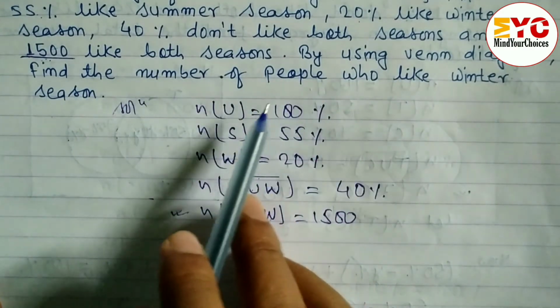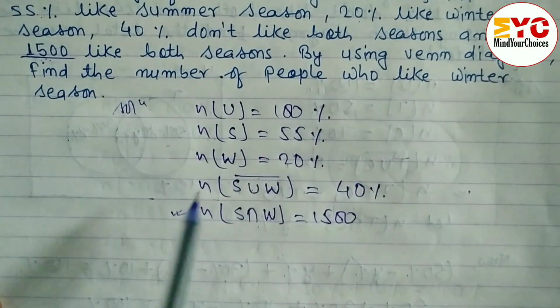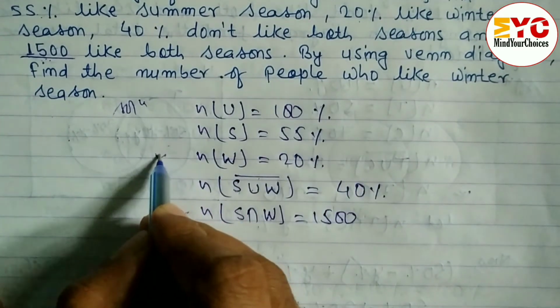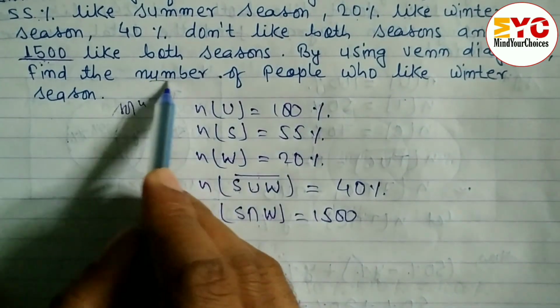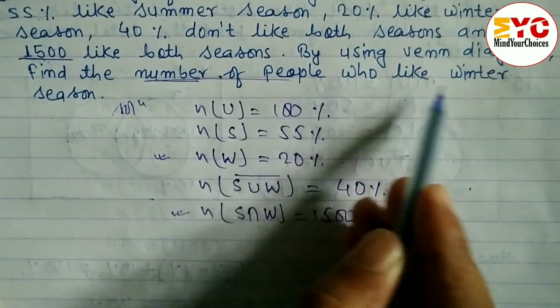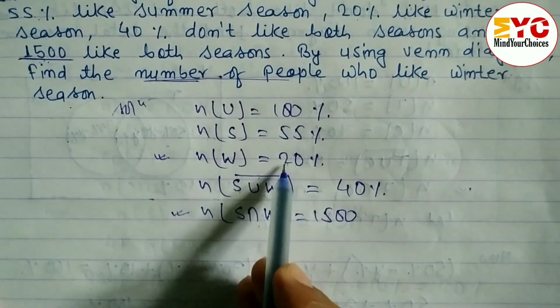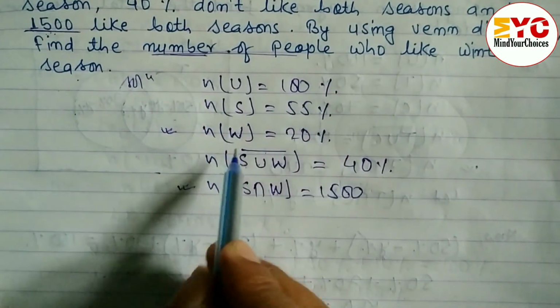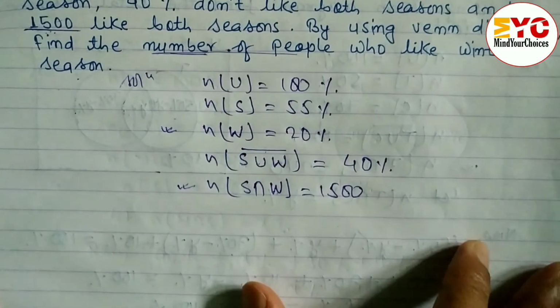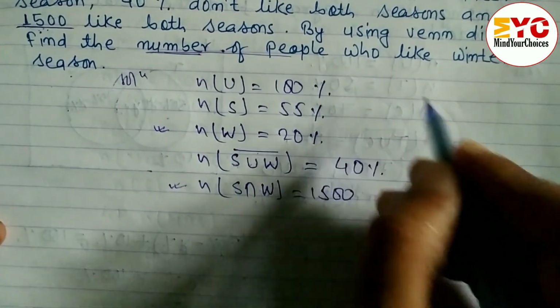We have to find out the number of people who like winter season. Winter season is given here already, but in the form of percentage. What we have to find out? Number. We have to find out the number of people who like winter season; this one is given in percentage. To find that, before that we have to find the total number of people, how many people are there.